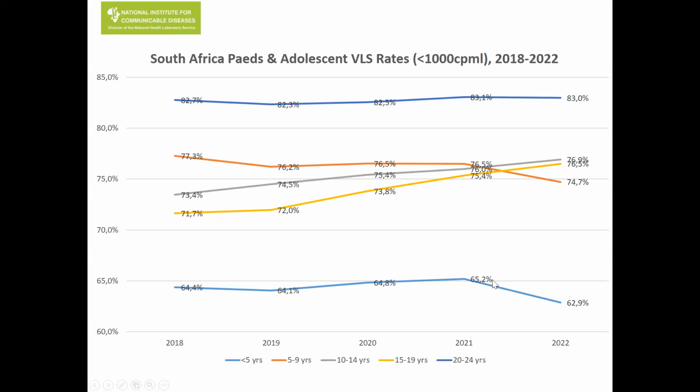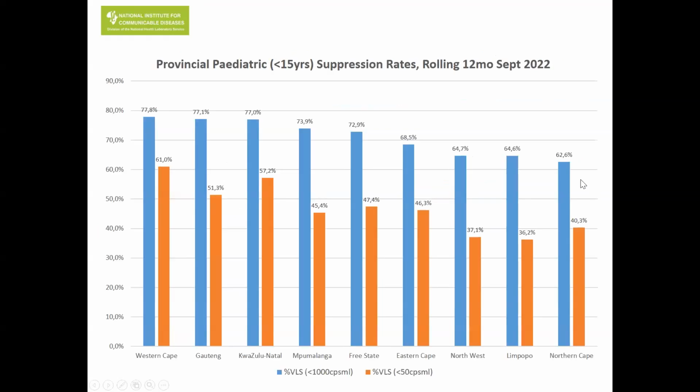And then actually over the past 12 months, it's been getting worse by around 3%. So suppression dropped for the less than 5 year age group over the past year from around 65% to around 63%. And again, for the 5 to 9 age group, it dropped from around 77% to around 75%. So we are going in the wrong direction with pediatric HIV control.